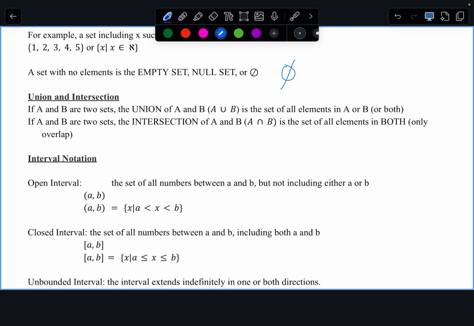Union and intersection. Union, think union starts with a U, so it has a U. It's saying anything that's covered in A or B or has them combined. Intersection means only the things that overlap.